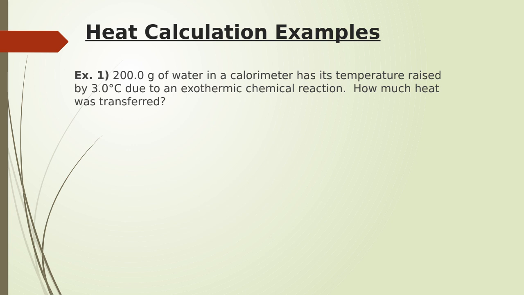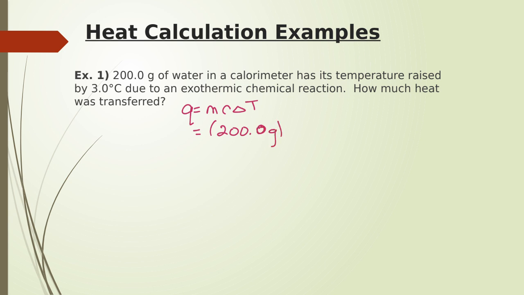So let's do a very simple calculation using our basic heat formula. And it says 200 grams of water in a calorimeter has its temperature raised by 3 degrees C due to an exothermic chemical reaction. How much heat was transferred? So we're going to set up our formula of Q equaling mcΔT. We are measuring 200 grams of water. So we're going to place that in.